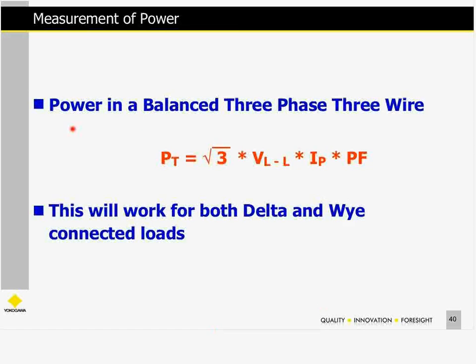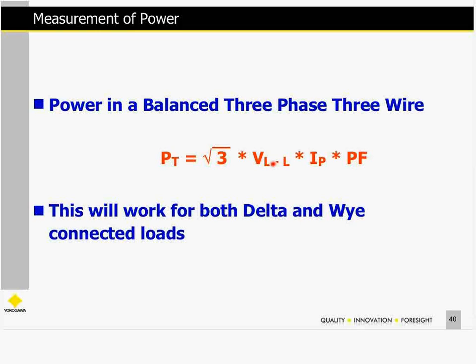Now, power in a balanced three-phase, three-wire system, you can estimate that before you get started. And so the total power is going to be the square root of 3 times the line-to-line voltage times the phase current times the power factor. So you're going to have some idea of what that power factor of your device is. If it's a motor fully loaded, you might try to put in a power factor of 0.8.